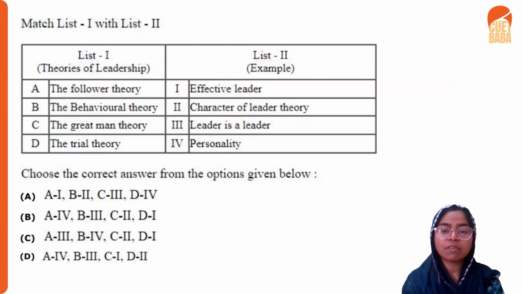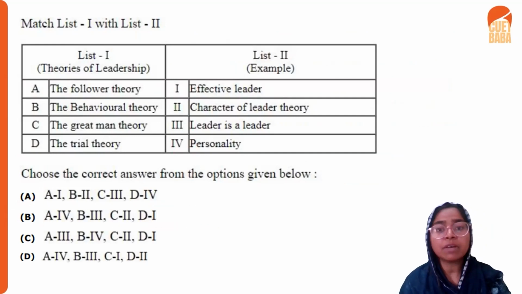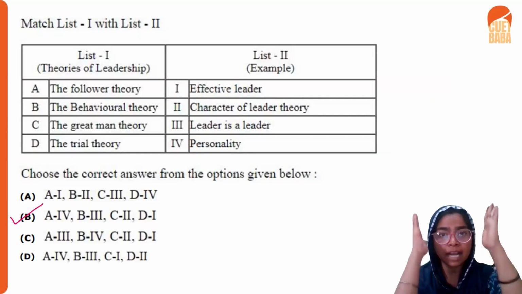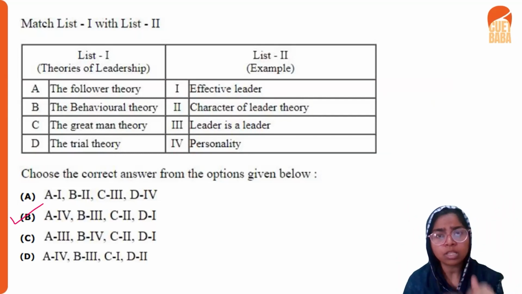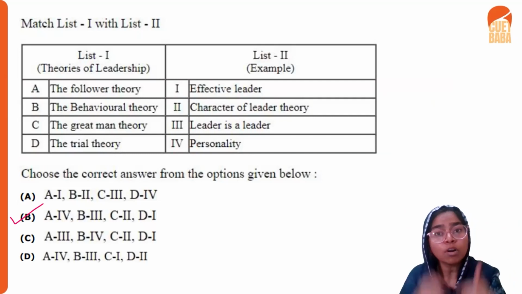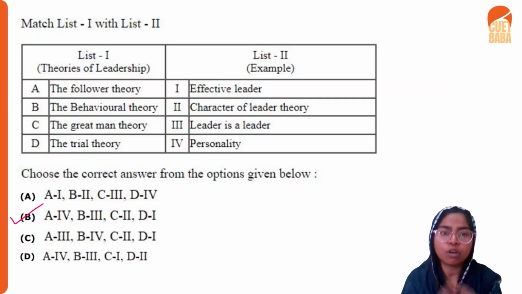Okay, next question also is a match the following question. We have the different theories of leadership and we have the examples. So the follower theory, the behavioral theory, the great man theory, and the trait theory. In the examples, we have effective leader, character of a leader theory, leader is a leader, and the personality. Now, from the following, we can see that for the follower theory, the example is personality. Why personality? Because when a leader has that personality, all the employees are going to follow him blindly, or are going to say that this particular man has got a personality which makes him more effective, which makes him a leader, and hence we should follow him.